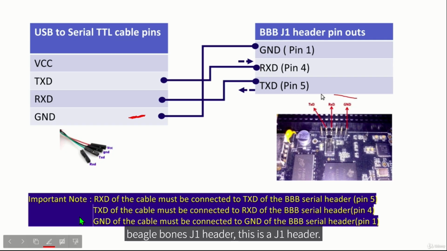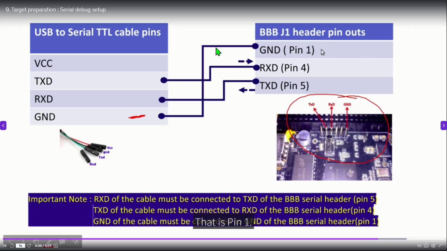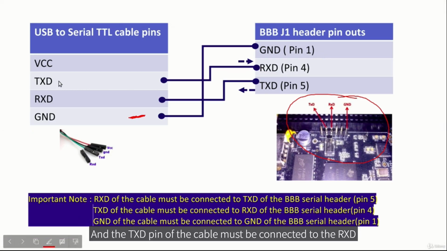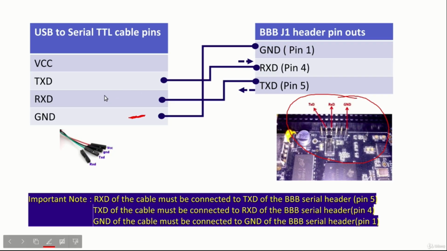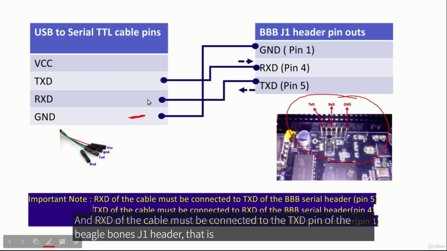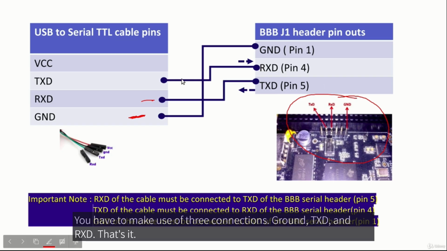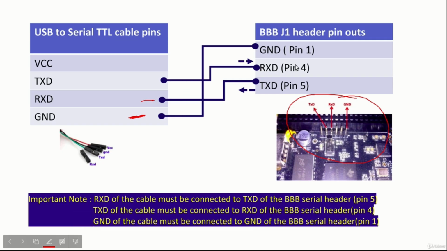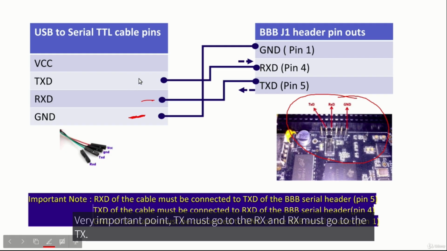BeagleBone's J1 header. This is the J1 header. That is pin 1. And the TXD pin of the cable must be connected to the RXD of the BeagleBone's J1 header. That is pin 4. And RXD of the cable must be connected to the TXD pin of the BeagleBone's J1 header, that is pin 5. You have to make use of 3 connections: ground, TXD and RXD. That's it. Very important point, TX must go to the RX and RX must go to the TX.